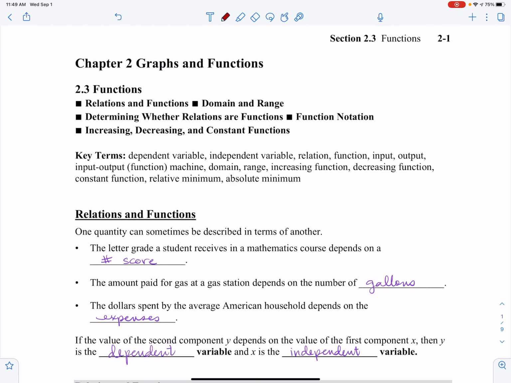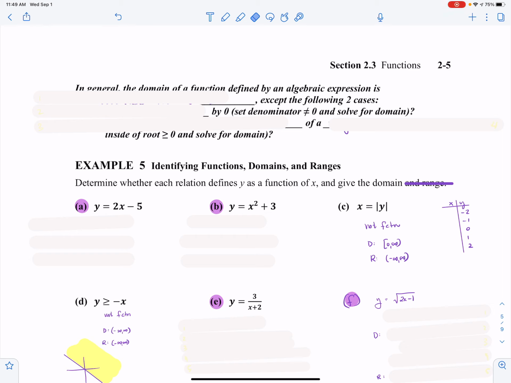We've talked about how to find domain when we're looking at a picture. Now let's talk about finding domain when I only have an equation to look at. How do I find domain when there's only an equation? In general, the domain of a function defined by an algebraic expression is going to be all real numbers. But there's 2 special cases where it's not going to be all real numbers.